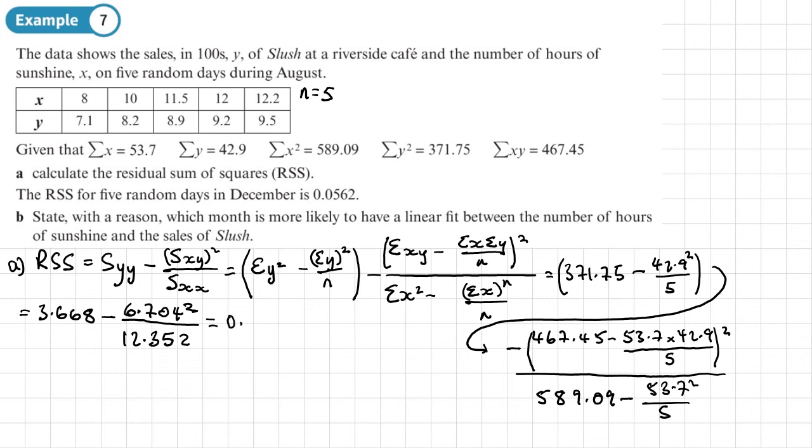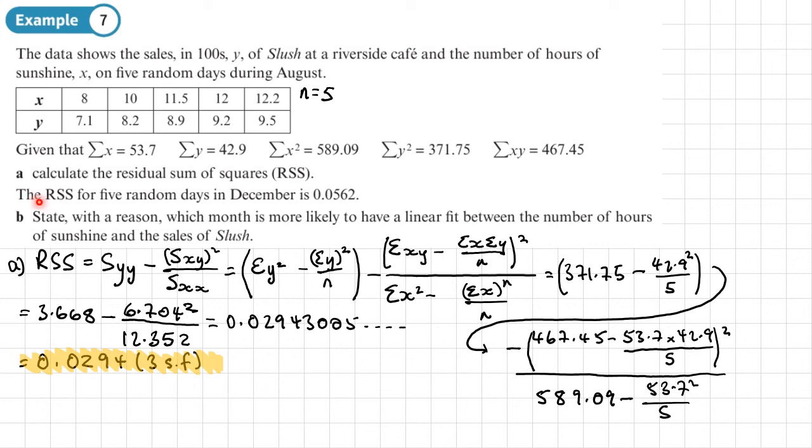So 0.0294305 and so on. So I'll probably want to give that to 3 significant figures. So let's call that 0.0294 for our value of our RSS.